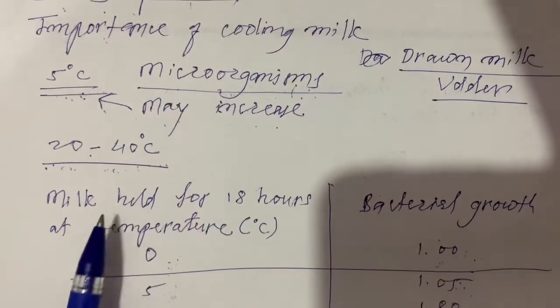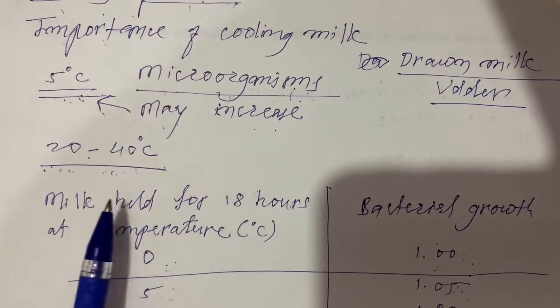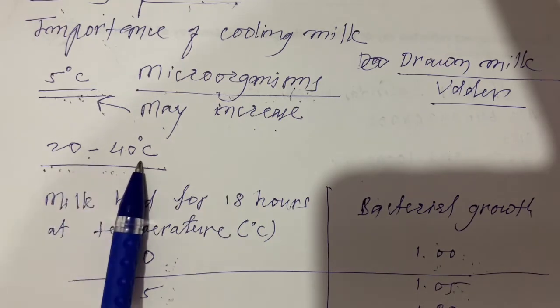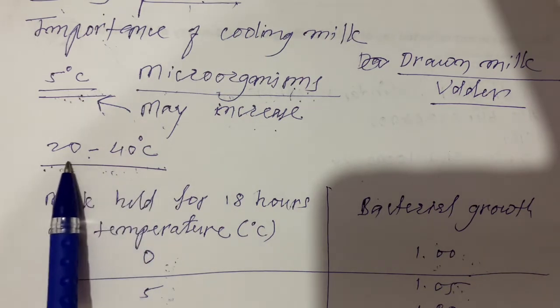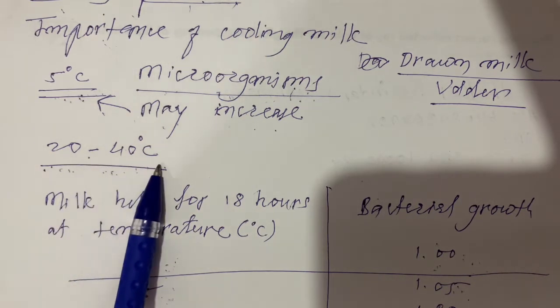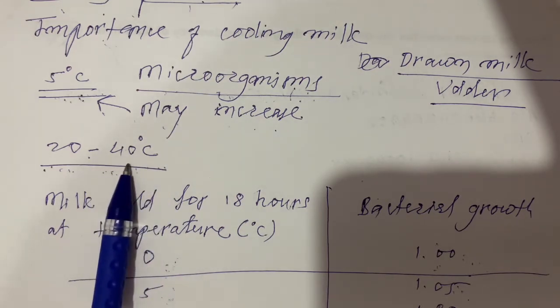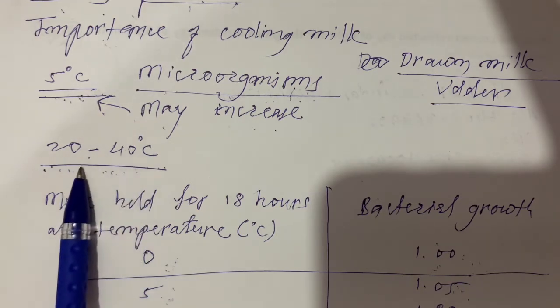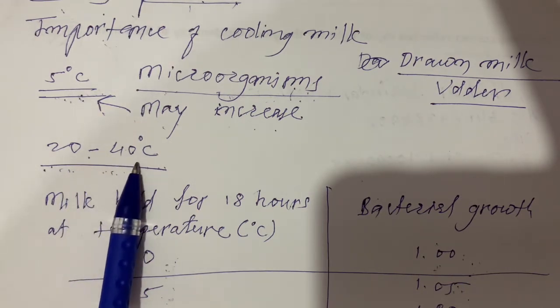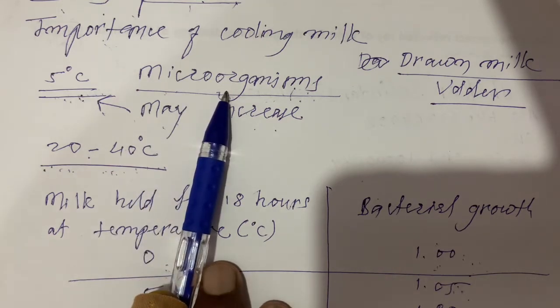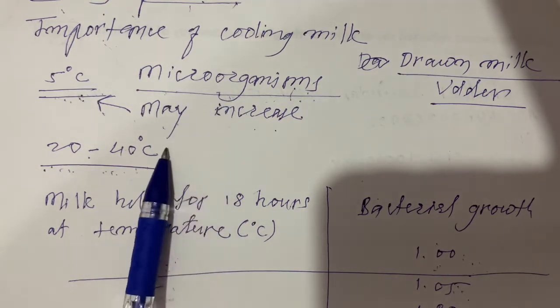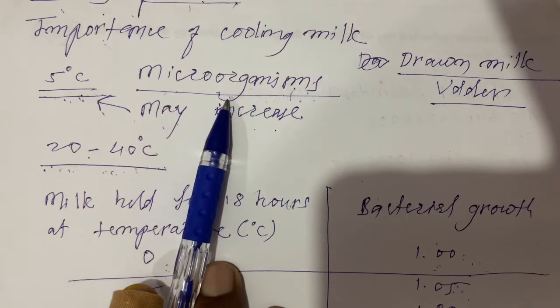Okay, got it? It is said that the growth of microorganisms generally increases more, or they become more active at this temperature, that is 20 to 40 degrees Celsius. Therefore, we have to store milk at low temperature. So, we have to avoid storing milk at this temperature to prevent the further multiplication or further growth of microorganisms.